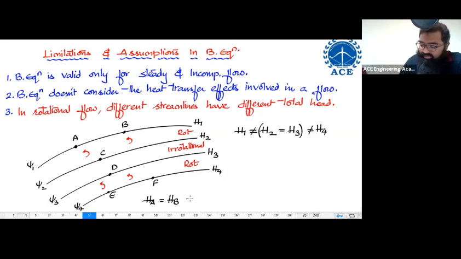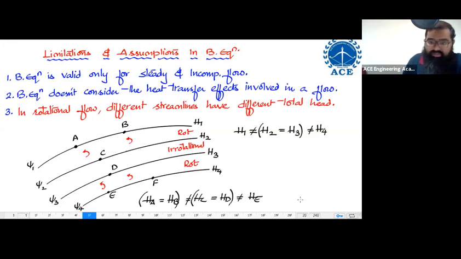But can I say this is equal to HC? The answer is no. These two are equal, but they are not equal to HC because you are jumping the streamline now, going across. That is not allowed in rotational flow. Can I say HC equal to HD? The answer is yes, because the flow is irrotational. Therefore, HC and HD, both of them are equal. But is HD equal to HE? The answer is no.